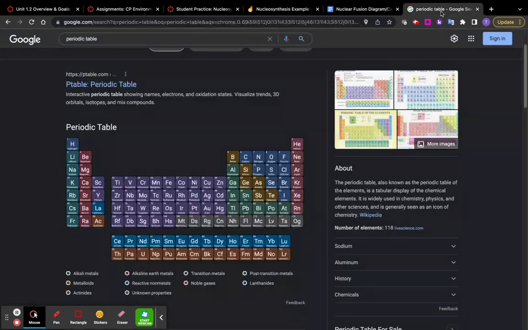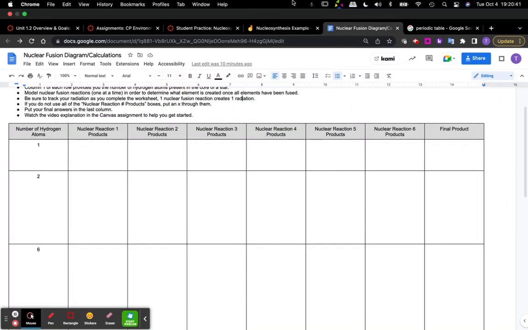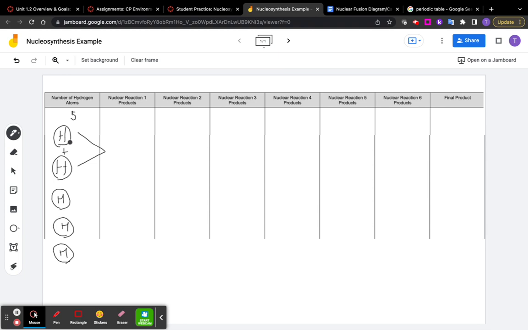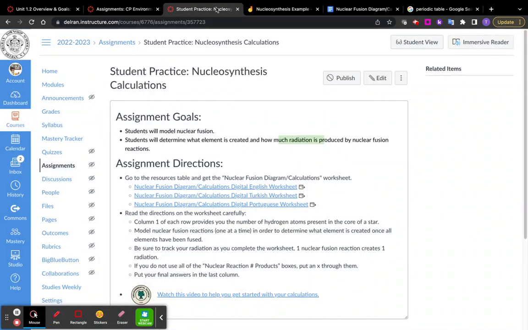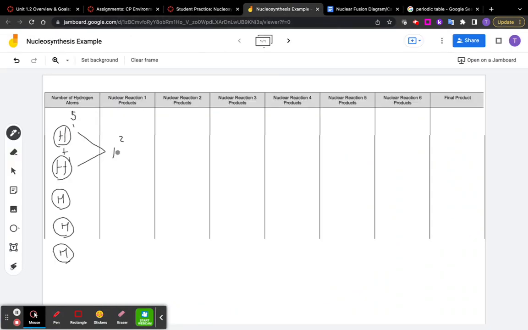Hydrogen has an atomic number of 1. That means that 1 proton plus 1 proton will give us 2 protons. Well, what element has 2 protons? That would be helium. So when we fused those 2 hydrogens, we made 1 helium. Also, when we did that, we have to draw the radiation. There's 1 R, 1 radiation wave. Okay?